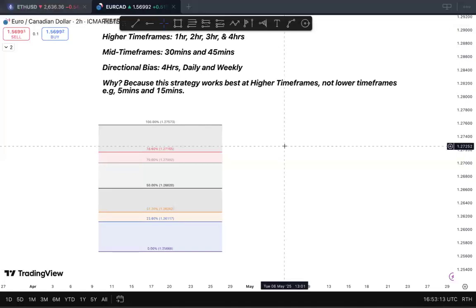I will be teaching on supply and demand. And if there's time, I'm going to talk about resistance and support, okay? That aligns with this strategy, okay?